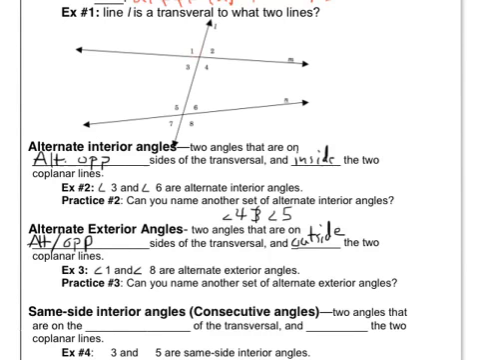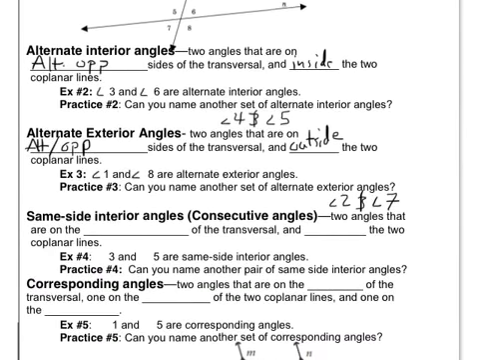Can you name another pair? Well, if 1 and 8 are alternate exterior, so are 2 and 7. So angles 2 and 7. Okay, I'll just have to scroll back and forth to the picture.